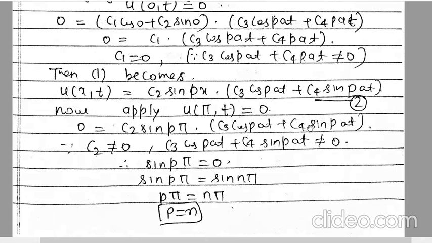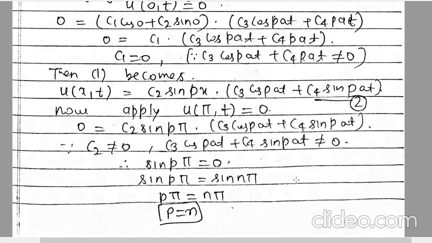This bracket also does not equal 0, because the whole solution would be 0. So sin p pi must be 0. So sin p pi is equal to sin n pi, p pi is equal to n pi. So we can see that our p is equal to n here.